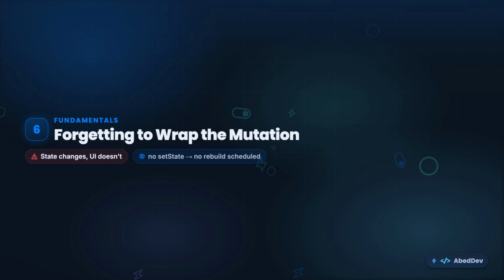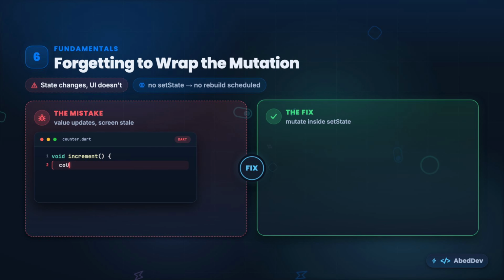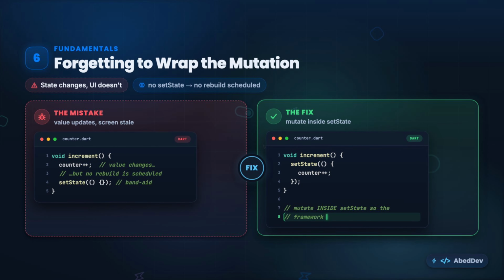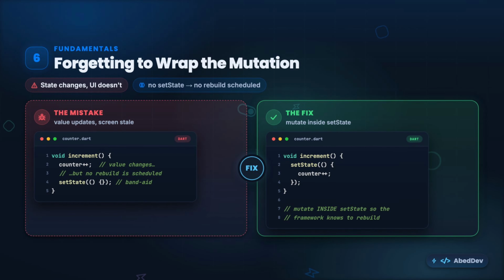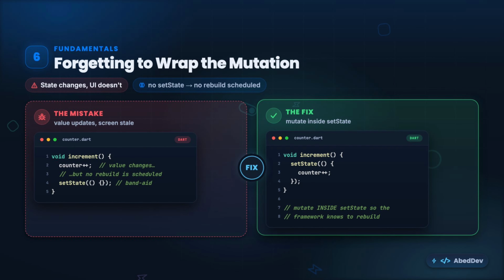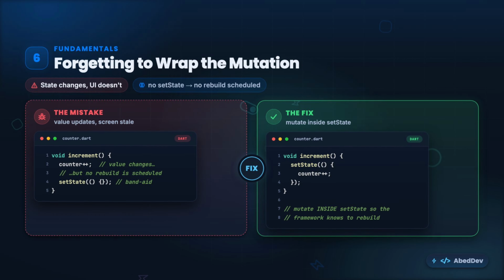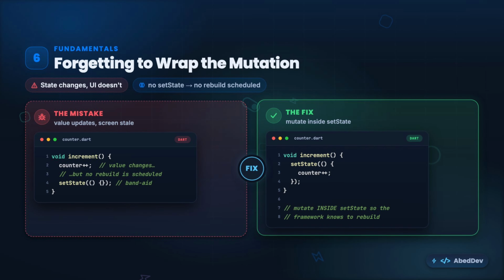Number 6. The one that fools everybody. Mutating state outside setState. You increment the value, the variable really does update, and the screen shows nothing. No setState means no rebuild is ever scheduled, so the UI stays frozen on the old value. The fix is to move the mutation inside the setState call, so the change and rebuild happen together.